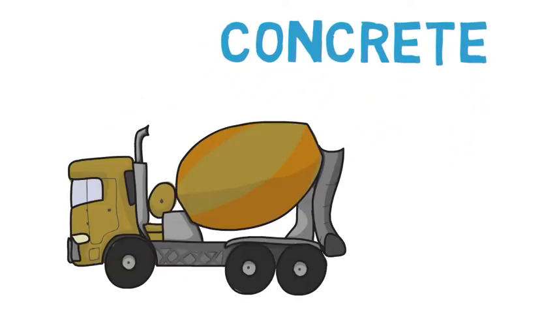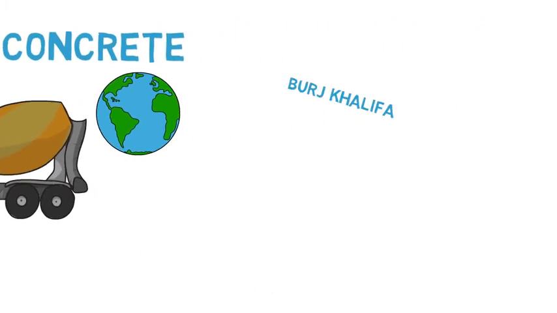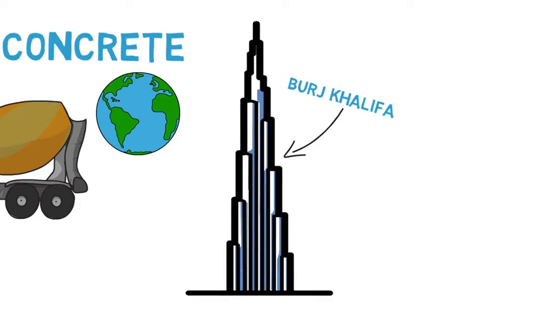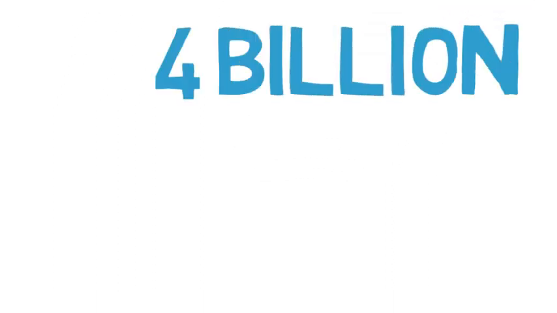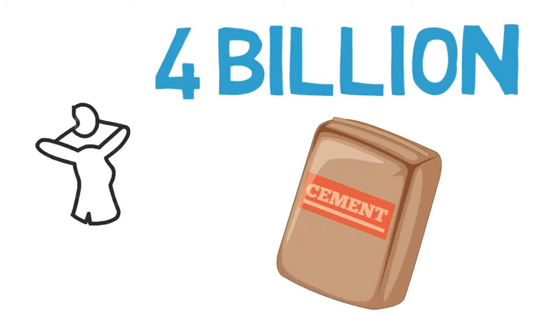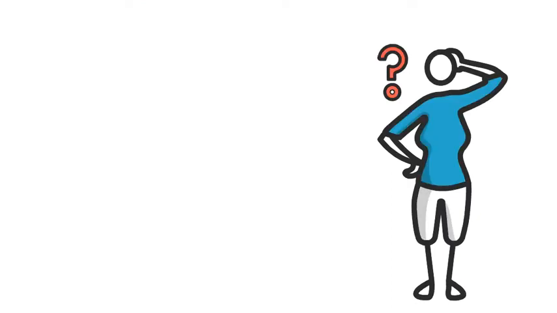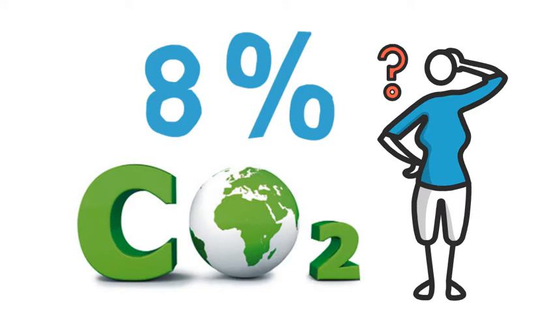Concrete is one of the most used materials in the world and has allowed us to build buildings like the Burj Khalifa, and will certainly be a material that will help us to make many more constructions that will last for days. Did you know that more than 4 billion tons of cement are produced worldwide? That's a lot. And did you know that this production represents about 8% of the world's carbon dioxide emissions?